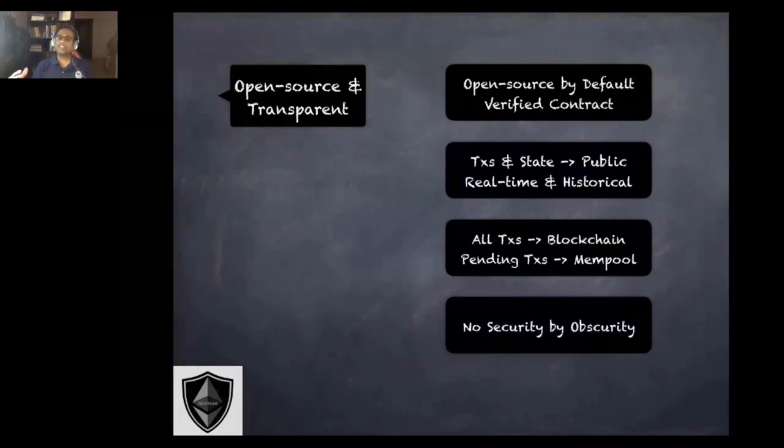And even the transactions that are waiting to get into the blockchain, that are in what is known as a pool, pending transactions, those can be viewed as well, right? Very easy to do that. So from a security perspective, any security by obscurity that Web2 products relied on is really not an option.